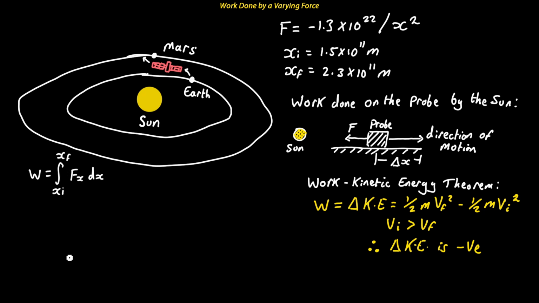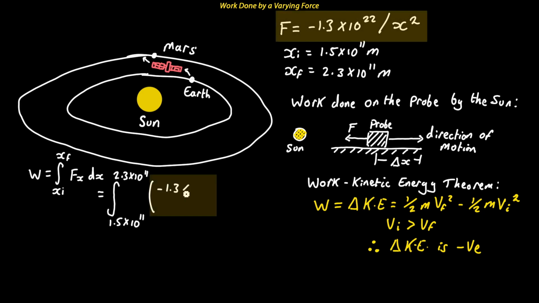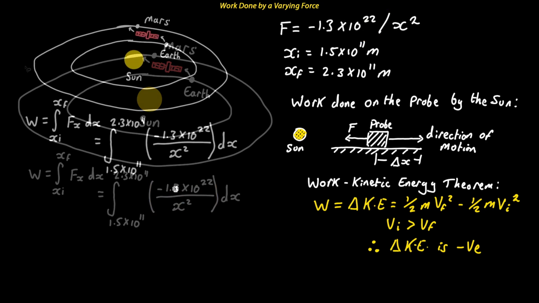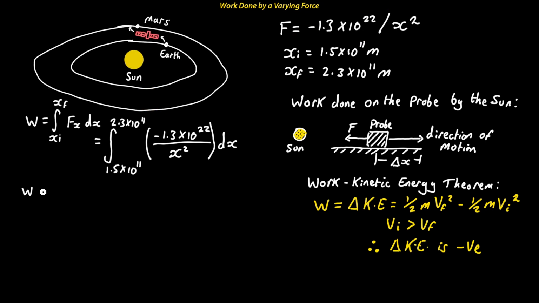So let's write out our integral of the work done when the force varies over distance and substitute our force equation into this integral here. So we can remove the negative 1.3 times 10 to the power 22 because it's a constant and we're only integrating with respect to x. This leaves us with x to the power of negative 2.